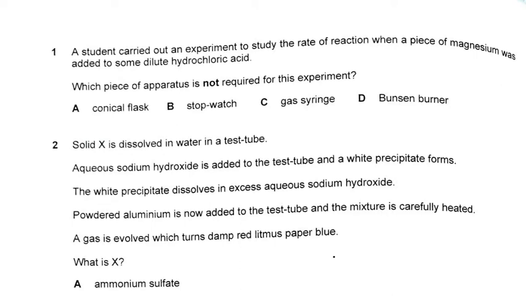A student carried out an experiment to study the rate of reaction when a piece of magnesium was added to some dilute hydrochloric acid. So this is from which chapter? This is the chapter where you have learned about metals reacting with acid. Here the magnesium is not very reactive but also not too reactive, it's quite reactive. If you compare with sodium in group number 1, it is a little slow but it's reactive. So what is going to happen?